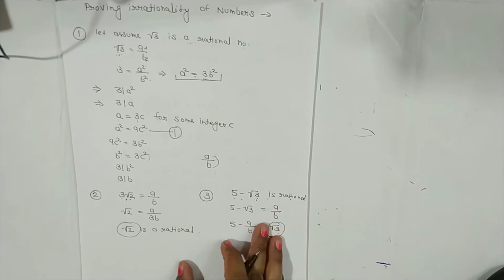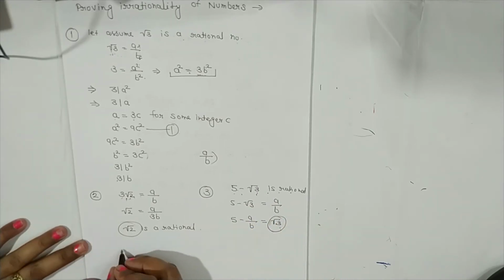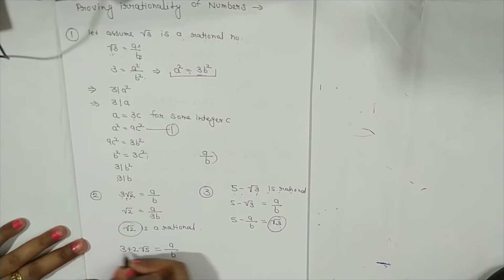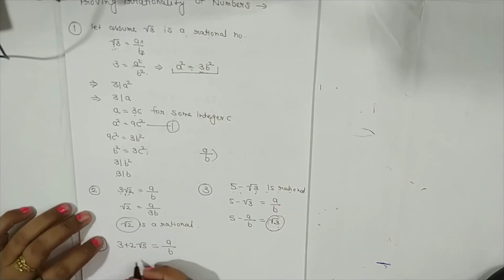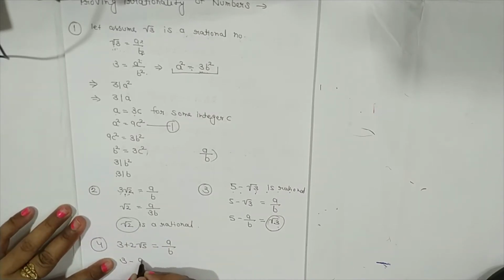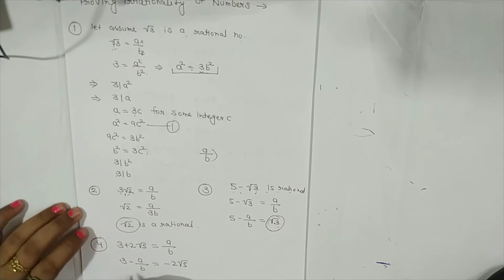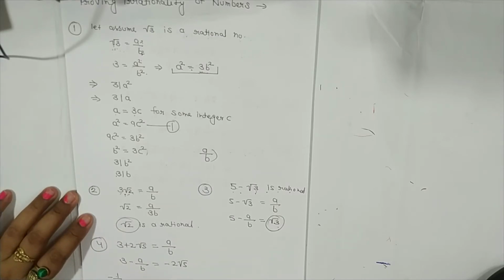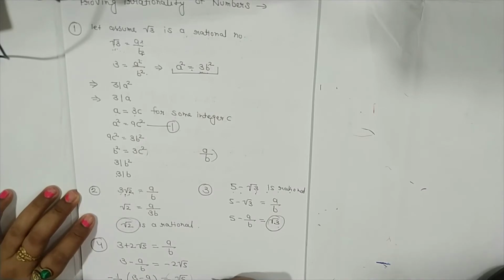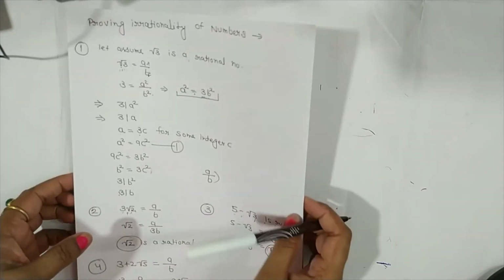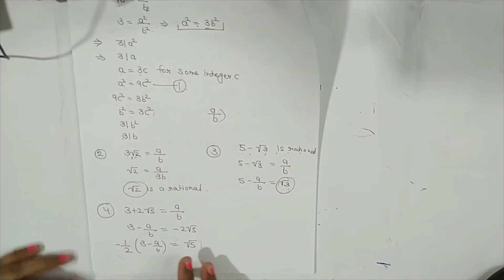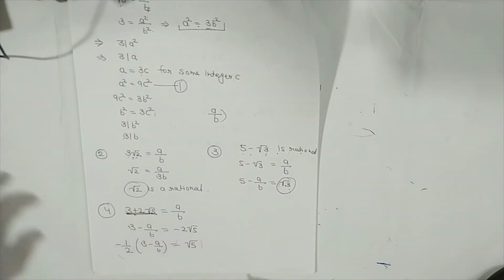Similarly, you can prove many questions regarding this, like 3 plus root 5. Similarly, write it as a upon b, then transfer terms, so 3 minus a upon b equals minus 2 root 5. Then dividing by minus 2, 3 minus a upon b equals root 5. So from this root 5 is rational, but we know that root 5 is an irrational number. It means our assumption is wrong, so it will be an irrational number.